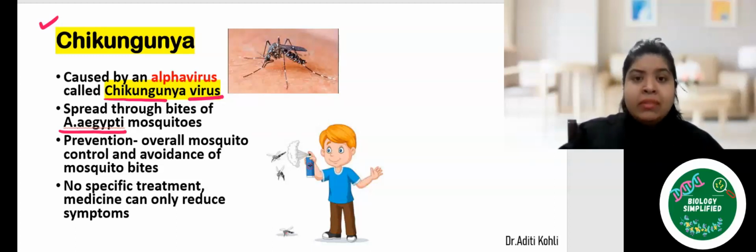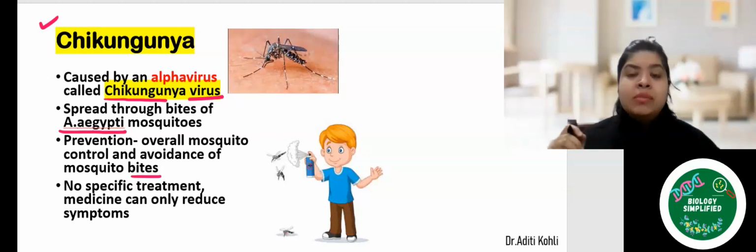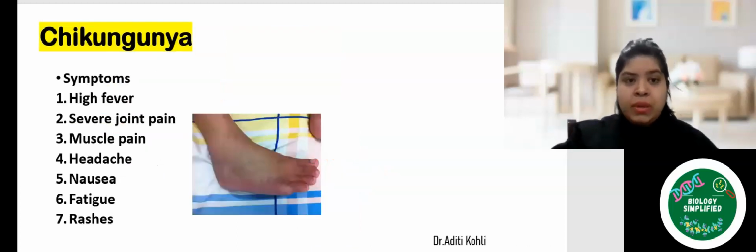How do we prevent it? We need to control the overall spread of mosquitoes, so overall mosquito control and avoiding mosquito bites is what is covered under prevention. For the treatment aspects, again, there is no specific treatment, but medicines can reduce the symptoms of the disease. Let us see what the symptoms are, and then we'll talk about the treatment aspect again.